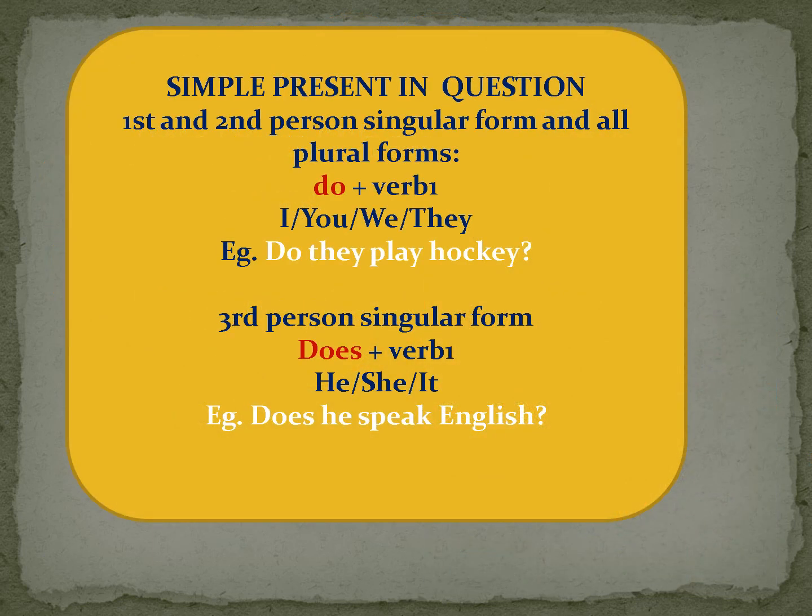Let's take a look at simple present tense in question. First and second person singular form and all plural forms like I, you, we, they, to make a question, we add do with first form of verb. Example, do they play hockey? In third person singular form, we add does with first form of verb. Example, does he speak English?